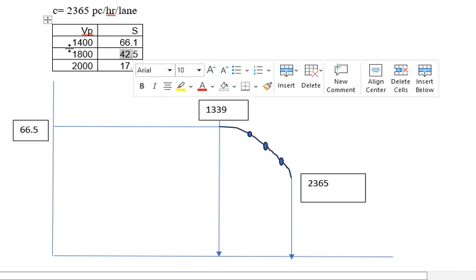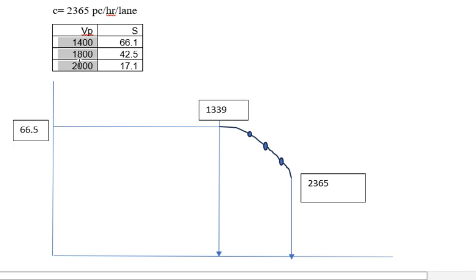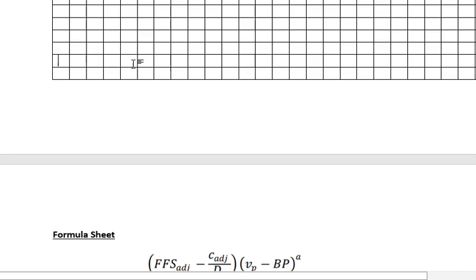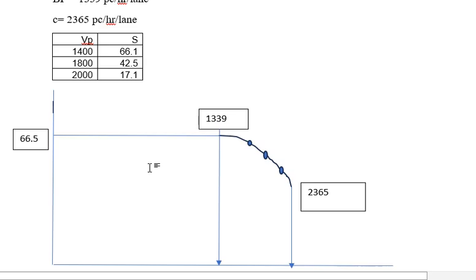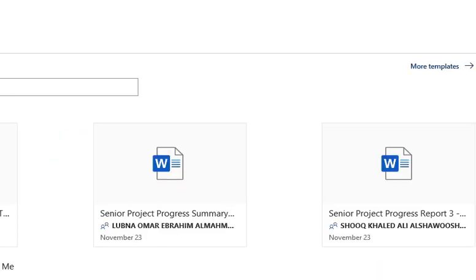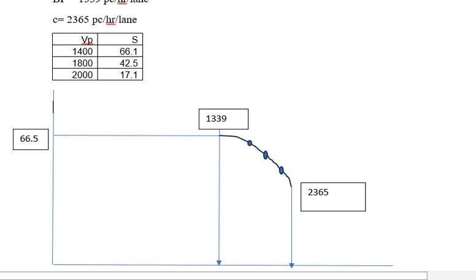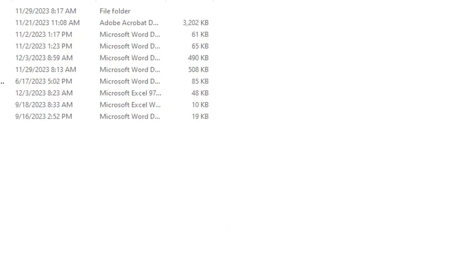Now just to refresh your mind, these values are assumed and these values are calculated from the speed equation, this equation. In all these calculations the critical density was taken as 45. So this is from one of them. You save it. Then I will move on to the other one.